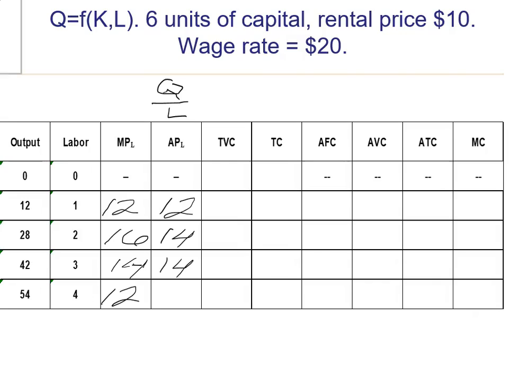Finally, for the average productivity of labor when you have 4 workers, that's going to be 54. I can't do this one in my head. 54 divided by 4.